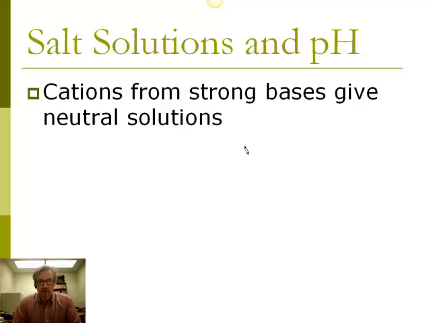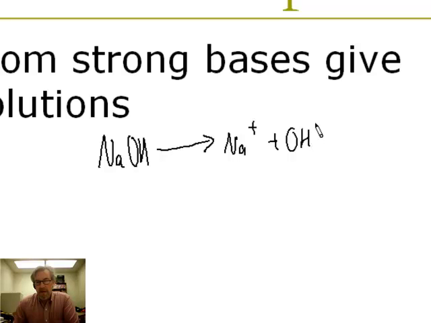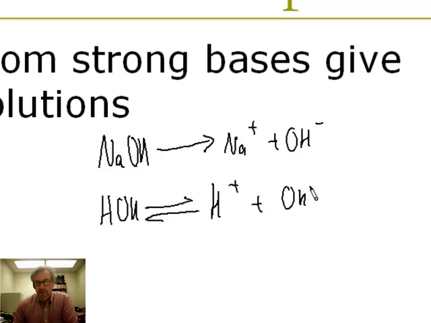First of all, let's take a look at cations that come from strong bases. Like, for example, think about the base NaOH. This is a base that completely dissociates to give you Na pluses and OH minuses. Now let's think about water. In pure water, HOH, we have this reversible autoionization reaction going on that produces H plus and OH minus.